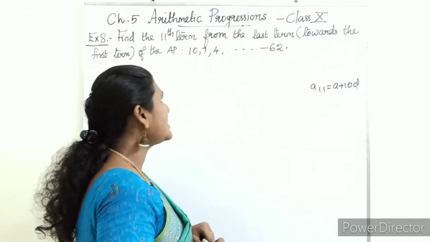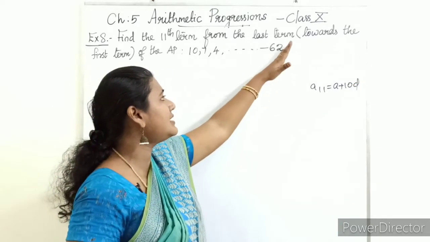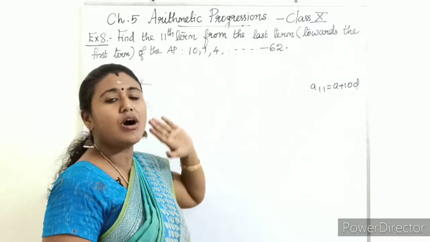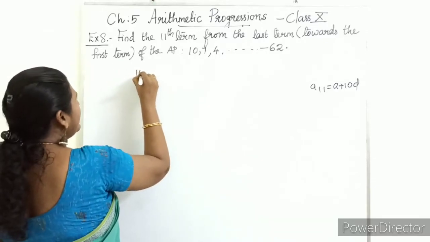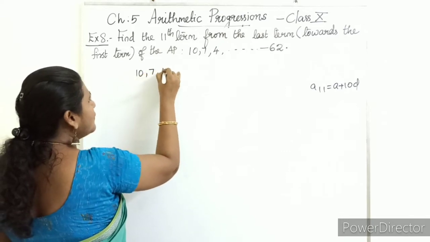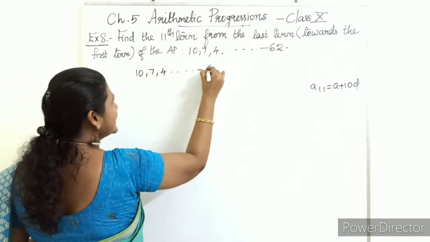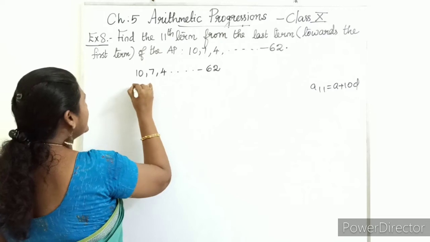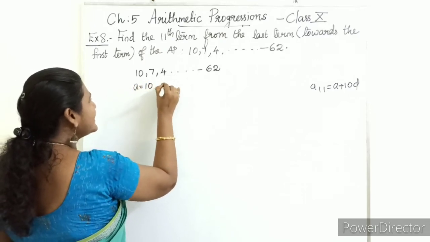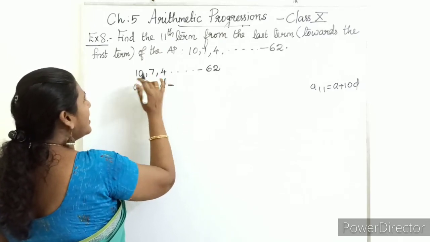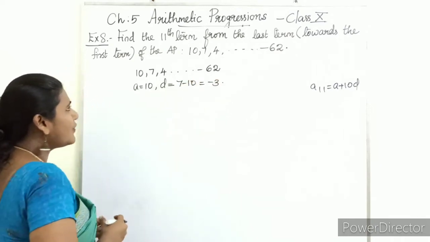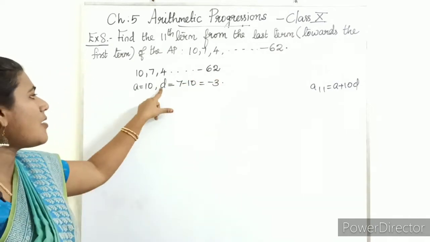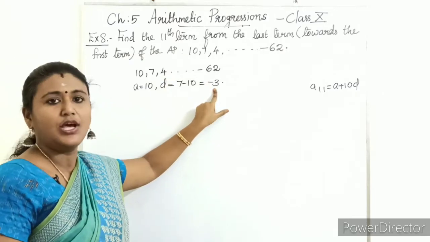But here the question is you have to find the 11th term from the last. So how will you do such type of question? First we will write the given AP: 10, 7, 4, etc., minus 62. Here the first term is 10 and the common difference is 7 minus 10, which is equal to minus 3. So for the given AP, the common difference is minus 3.